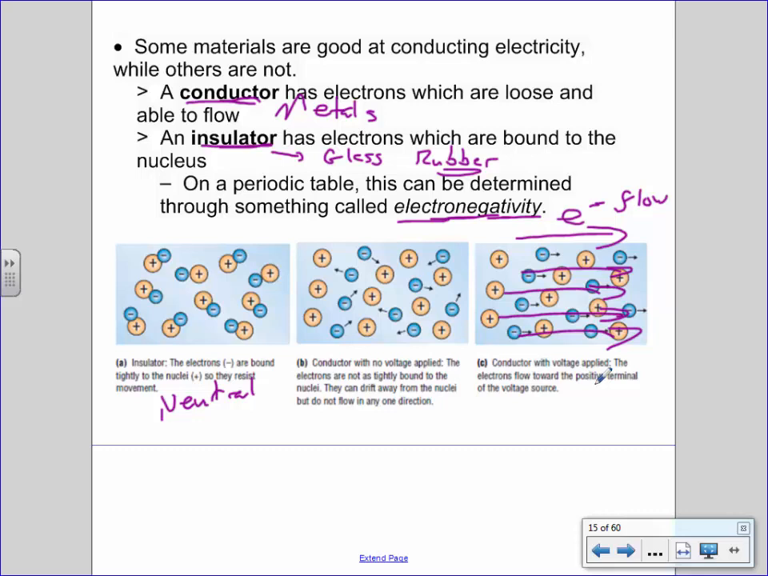What is electricity? Electrons that move. These guys right here, can the electrons move? No, they're stuck to the protons. So these would be things that don't conduct electricity.